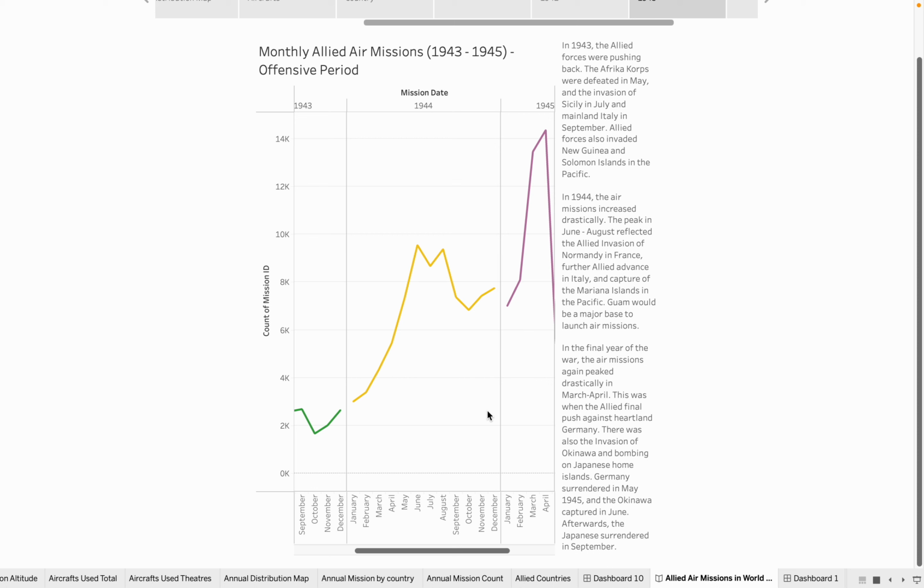And in 1944, the Allies were now on full offensive mode, and they were invading the Axis on all fronts. And you can see that in the months of June to August 1944, they were averaging more like 8,000, 9,000 missions per month.